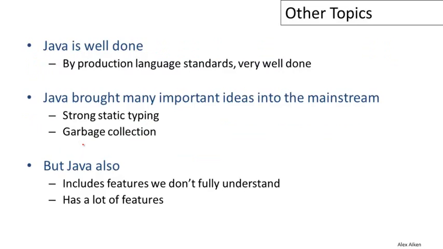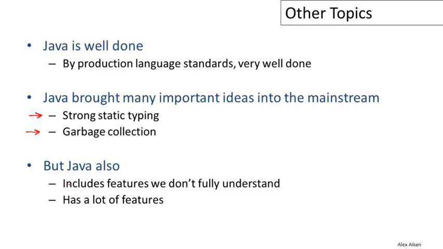So to summarize and conclude our discussion of Java, I think Java is a well-done language. By production standards, it's extremely well done. It's one of the best designed and best specified languages that's in use today. It brought several important ideas into the mainstream. So when it was new, it brought ideas that had been around for a long time, but had not found their way into a production language that was very, very widely used. And in particular, Java was the first language to be very widely used in commercial settings that had strong static typing, that had real guarantees that were provided by the type system, and also that was a managed language that had garbage collected memory.